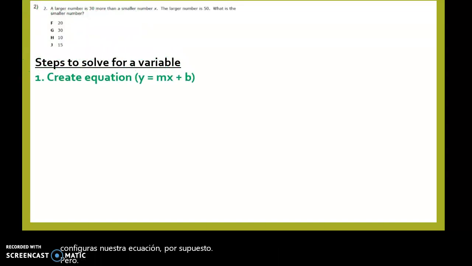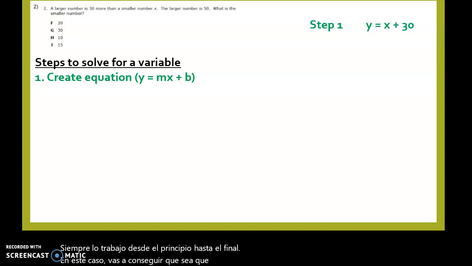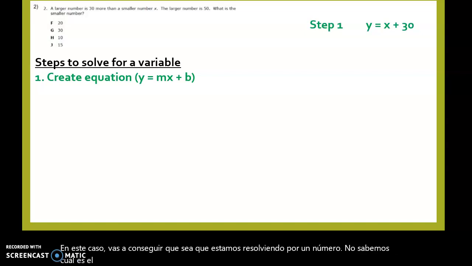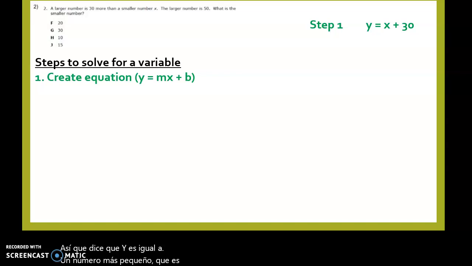But creating your equation, I always work it from the beginning to the end. In this case, we're solving for a number. We don't know what the larger number is, so I gave it its own variable. I gave it the letter y. So it says that y is equal to a smaller number, which is x, plus 30. Okay, so it's 30 more than a smaller number. So 30 more than x. So I wrote y equals x plus 30.